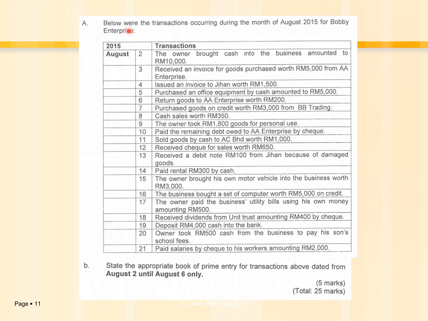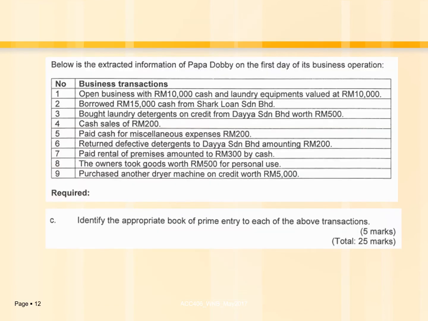Next adalah A. So, this one I want you to do on your own. Daripada 2 sampai 6 je dia nak. So, 2, 3, 4, 5, 6. Nanti kita akan discuss dalam our discussion untuk this one. Sama juga dengan yang ni. Kalau boleh, I nak you guys do on your own for this one. Dia nak tahu the book of prime entry yang mana sesuai untuk semua transaction dekat Papa Dobi ni. So, kita akan discuss this question as well dalam our discussion. Okay.